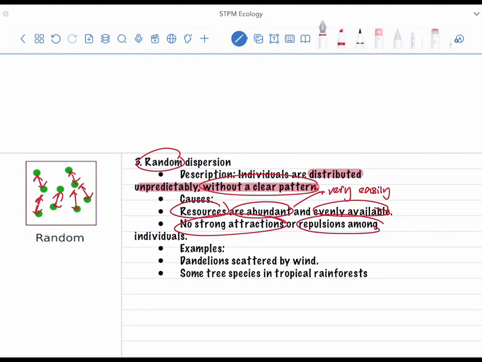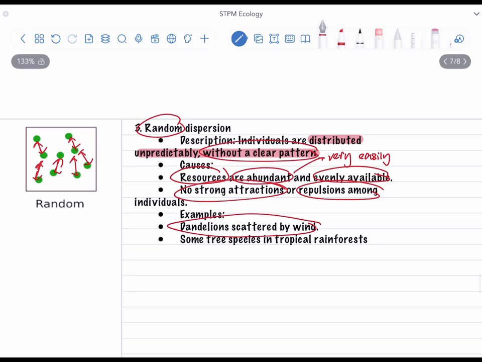So for example, like the dandelions scattered by wind. When the wind blows on the dandelions, they will fly and just fly anywhere where they stop. So it means that actually they can live wherever. So it means that the resources are abundant. There are also some tree species in the tropical rainforest that show this kind of random dispersion.